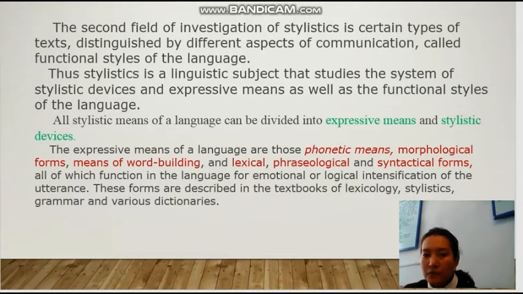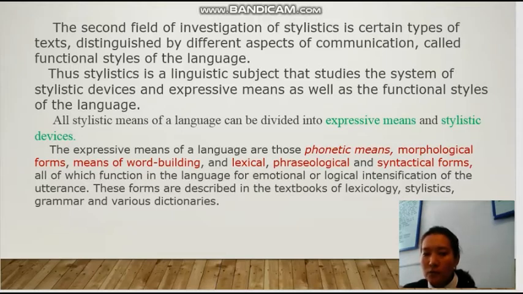The second field of investigation of stylistics is certain types of texts, distinguished by different aspects of communication, called functional styles of the language. Thus, stylistics is a linguistic subject that studies the system of stylistic devices and expressive means as well as the functional styles of the language.